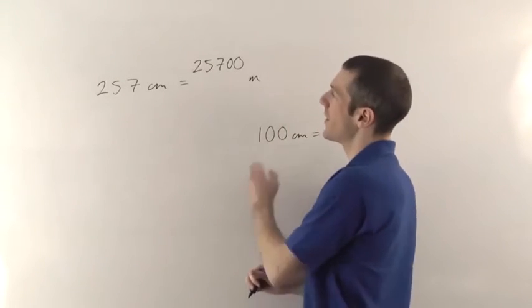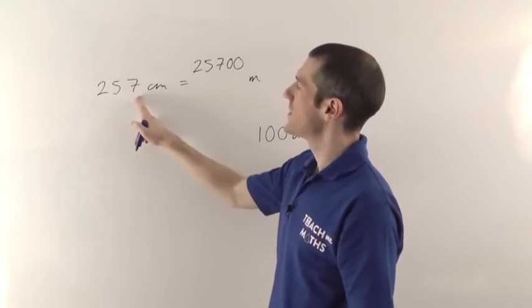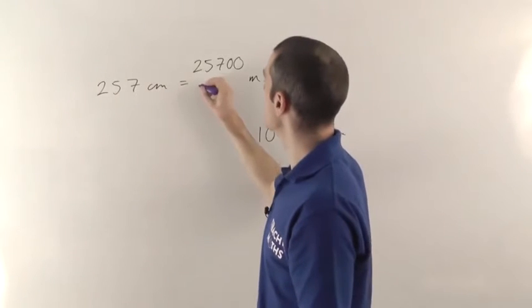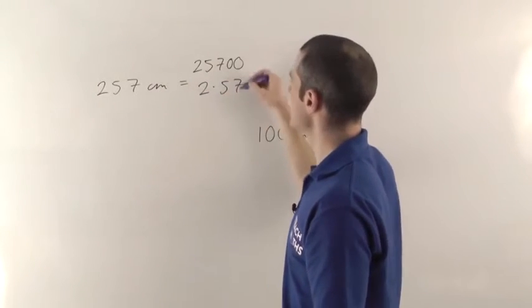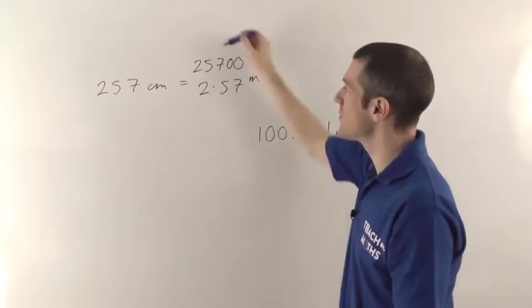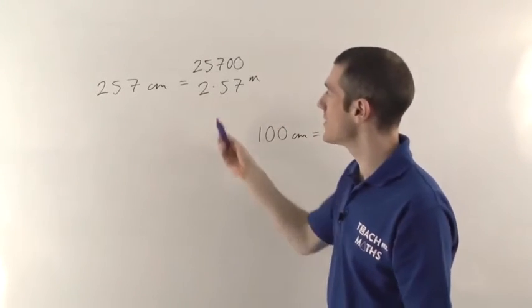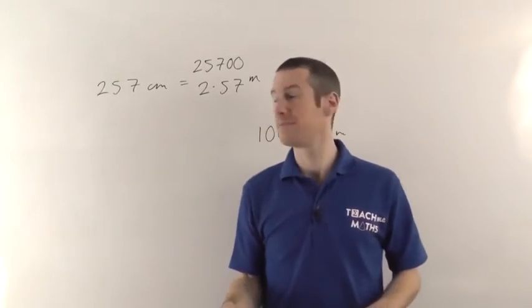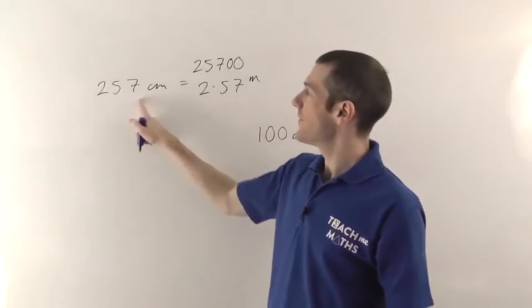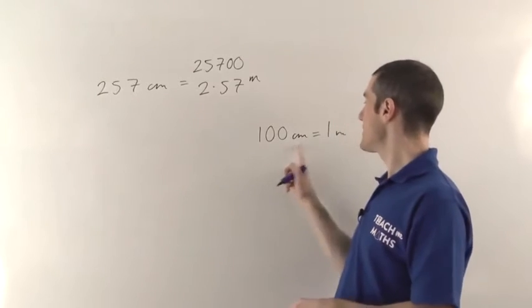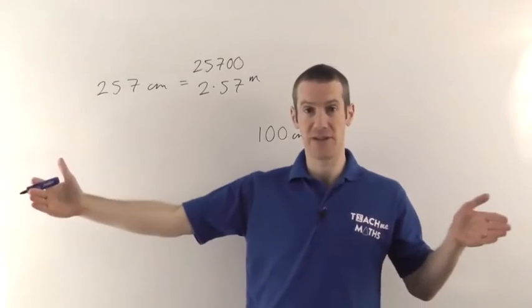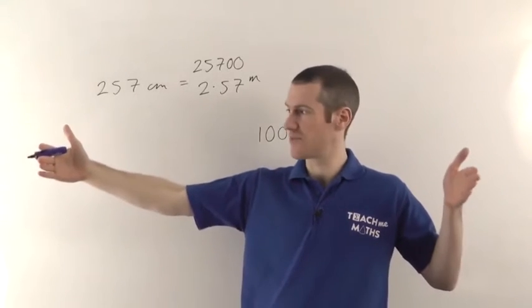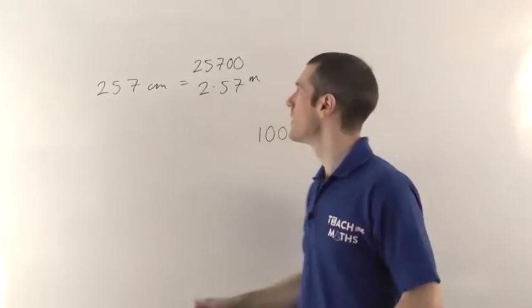Or if we divide by 100, that means you're going to have to take the decimal point and move it 2 places to the left. So it's going to be 2.57. So these are our two options. Either the answer is 25,700 meters or it's 2.57 meters. Then you need to use your common sense. 257 centimeters, well 100 centimeters makes a meter, yep, so that would be 100 centimeters. So you can picture how much 257 centimeters would be. It's like 2.5 times that much.